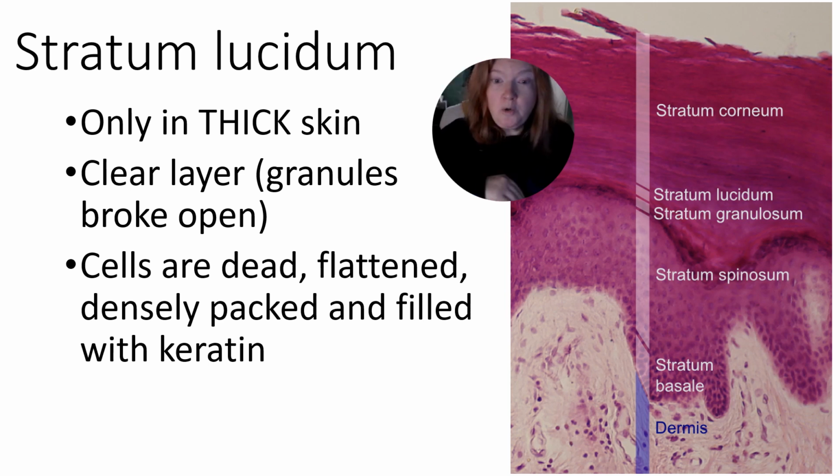And then continuing to go superior, stratum basale, stratum spinosum, stratum granulosum, and then we have stratum lucidum. So this is only in thick skin, and this is a clear layer. So those granules from the granulosum have broken open. The cells are dead, they're flattened, they're densely packed, and they're filled with keratin.